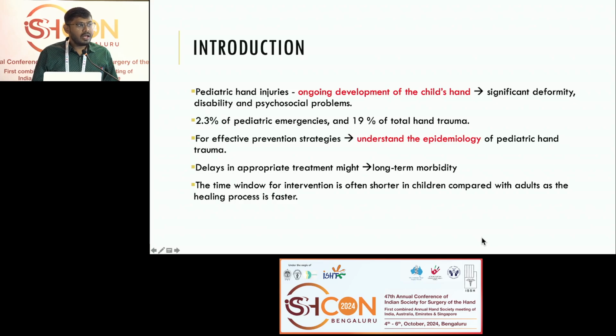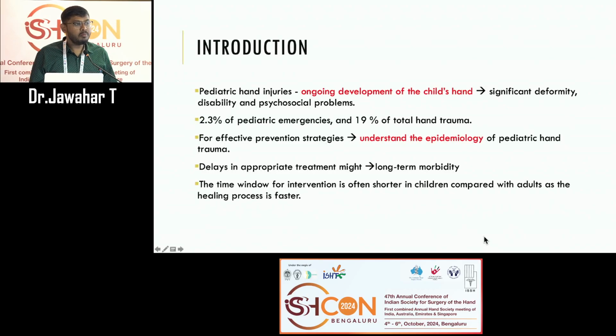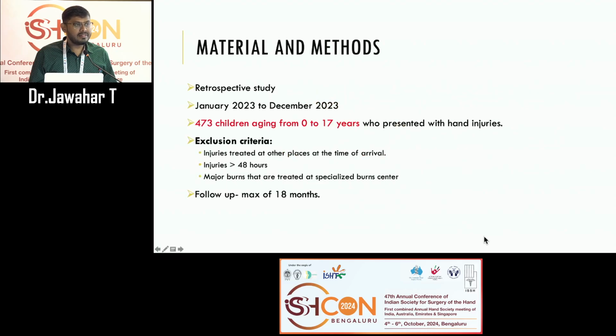It constitutes about 2.3% of pediatric emergency visits and 19% of total hand trauma. Understanding the epidemiology of pediatric hand trauma is very important because delay in appropriate treatment might result in long-term morbidity, and the time window for intervention is shorter in children as the healing process is faster, so the deformity or disability may set in soon.